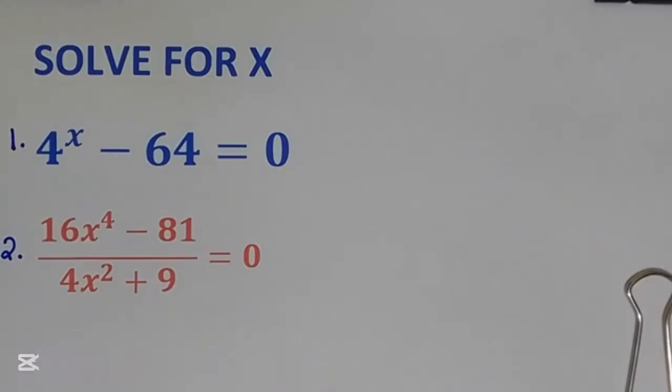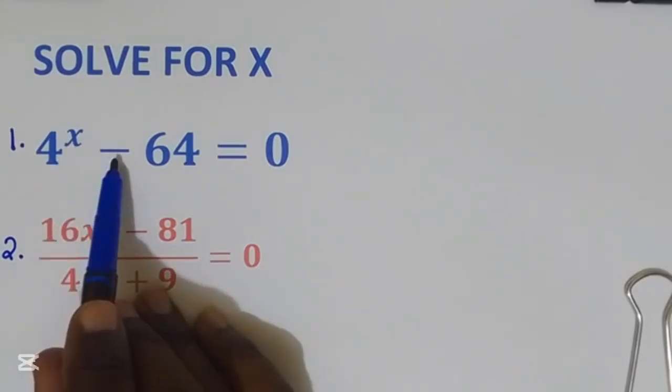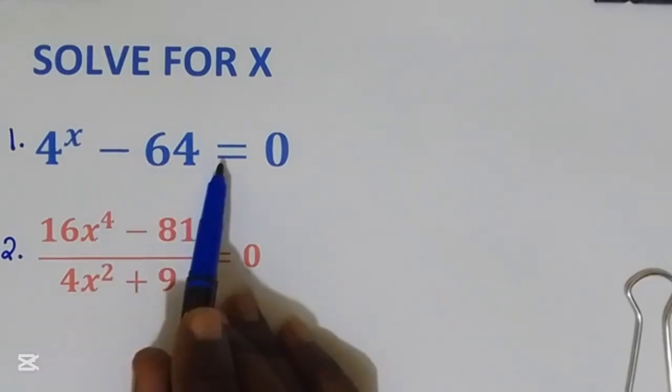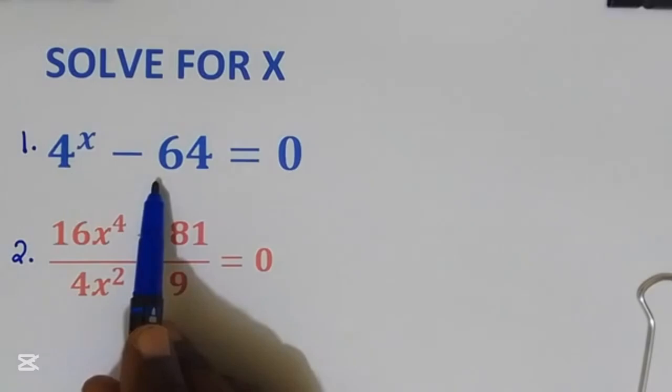We have two questions we need to solve for x. The first question says 4 power x minus 64 is equal to 0. This is an exponential equation, so we are going to use rules of exponents to solve it.